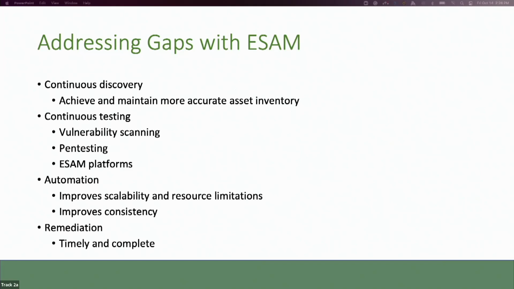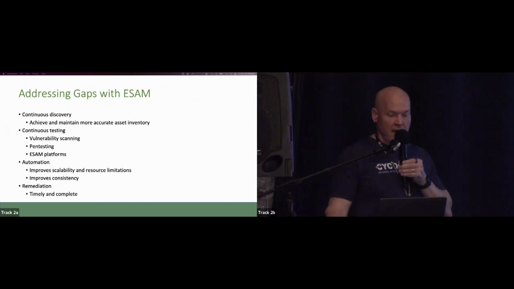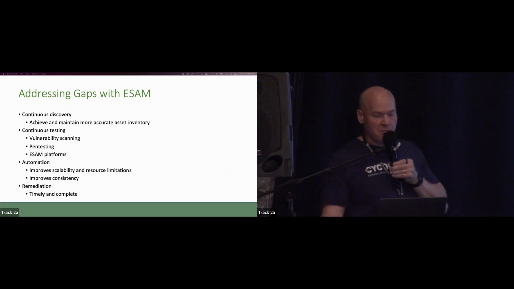So, addressing the gaps with external attack surface management. You've done your pen testing, you're doing your recurring vulnerability scanning, but you want to make sure you're constantly monitoring your external attack surface. So you're doing continuous discovery to achieve and maintain a more accurate asset inventory. This is going to be constantly contracting and expanding. You may temporarily put up infrastructure, applications may be decommissioned, new ones can be brought on board. There are problems with shadow IT, things get spun up that you're not aware of, and with cloud, that makes it easier. So keeping up with an accurate inventory is like doing continuous discovery.